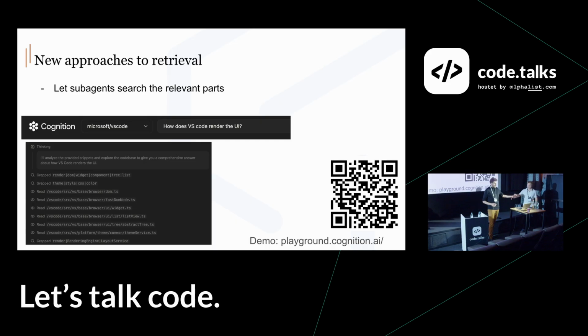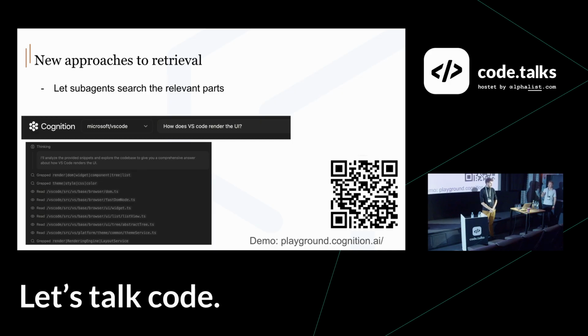Yeah, and here we go back to this new approach to retrieval, where basically you can create sub-agents that will search for relevant context for you. And this is a QR code, which I hope works, but let me know. And there's also a link to this demo done by Cognition. This is the company behind Devin. It's probably one of the best coding agents right now.